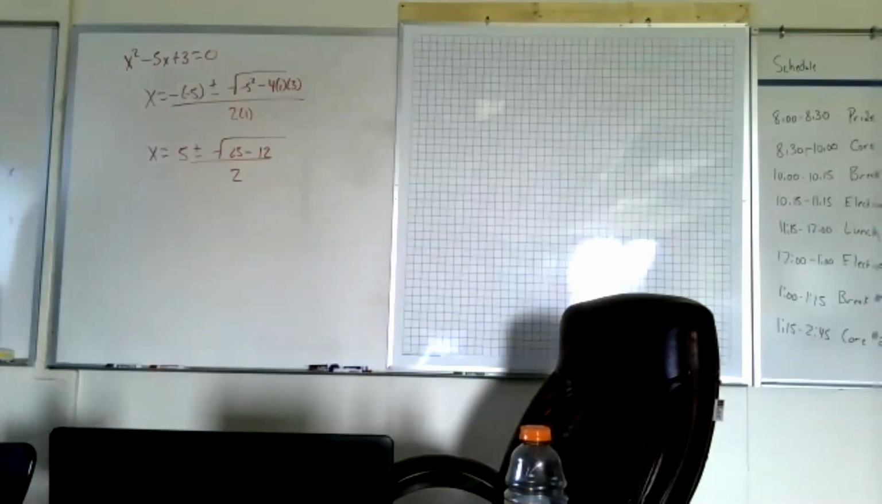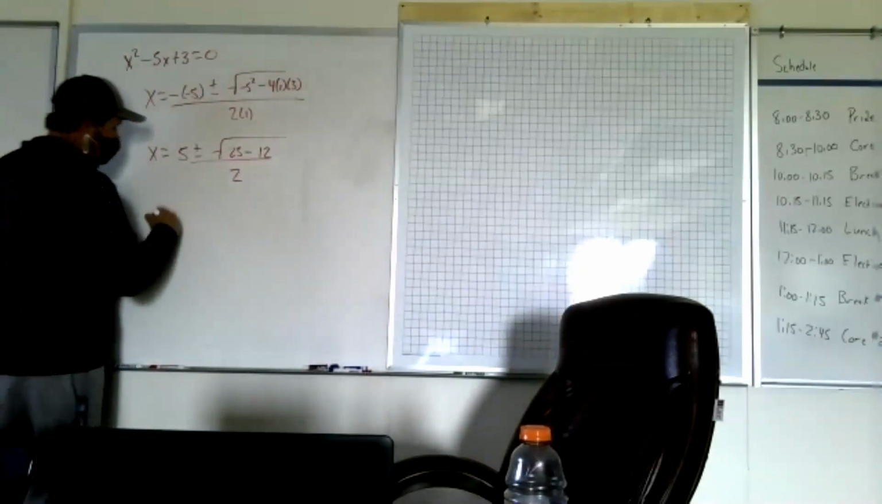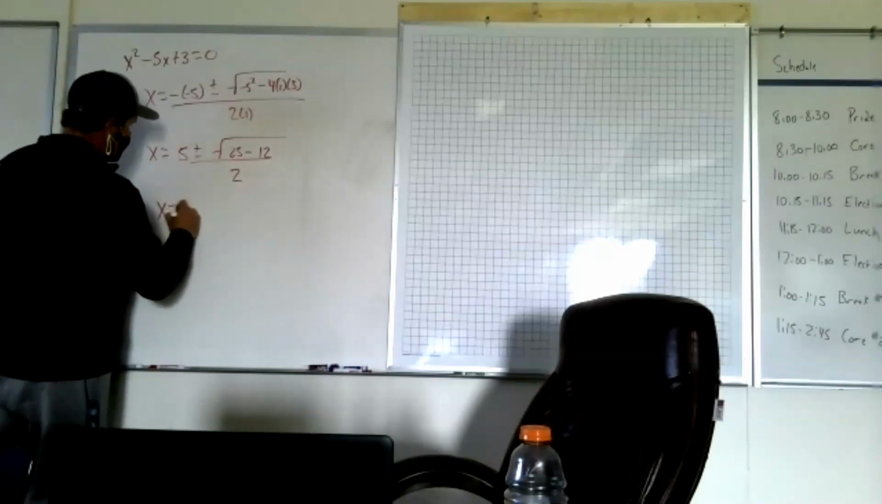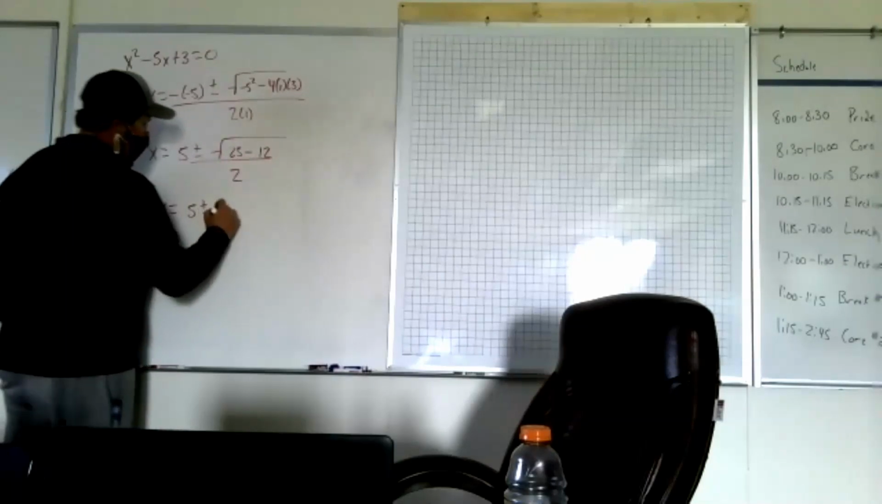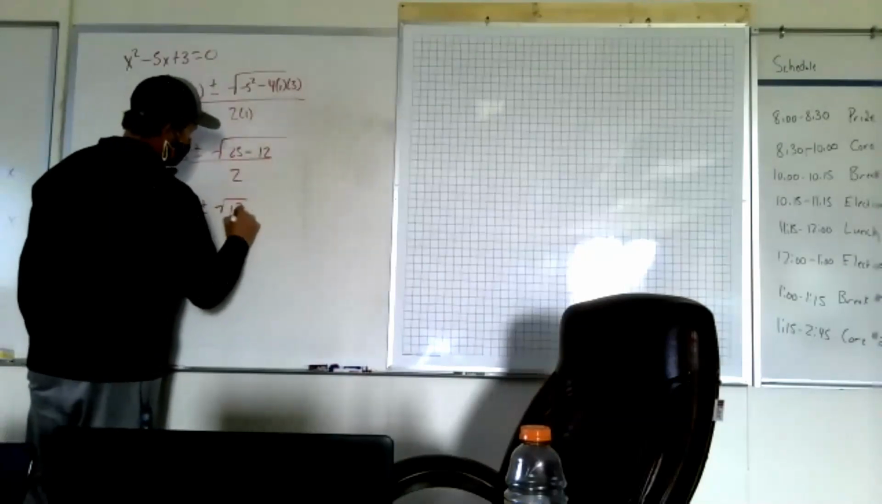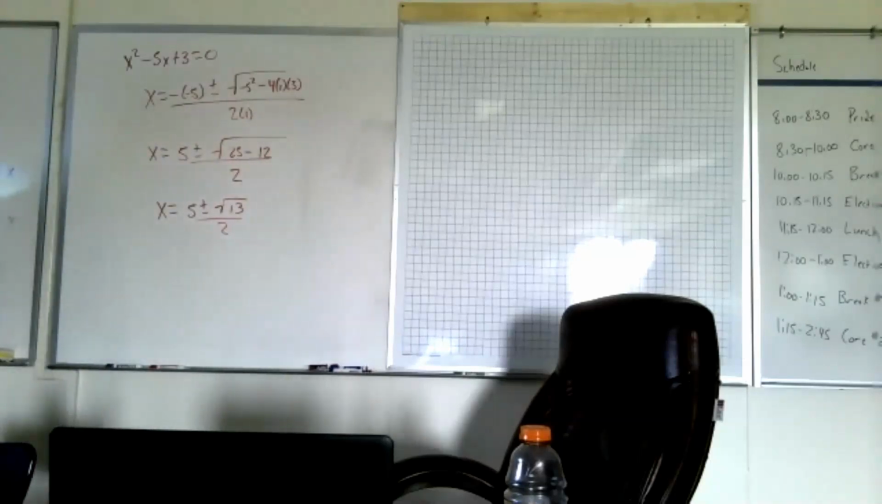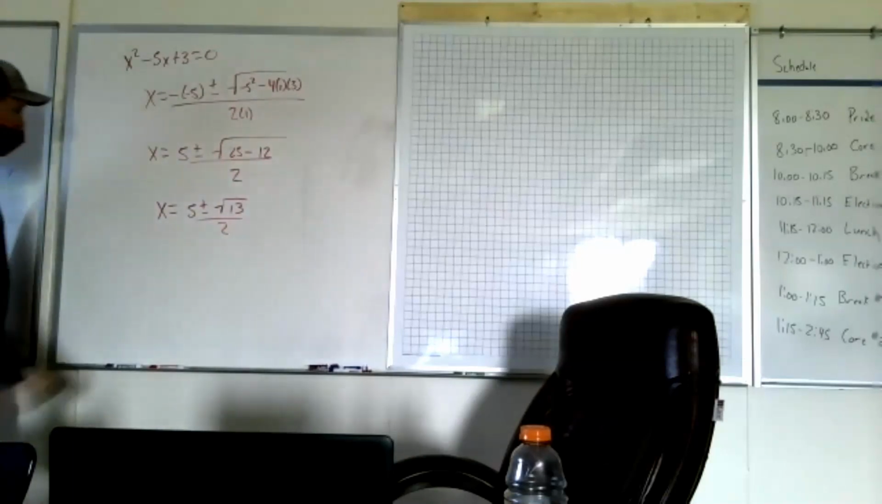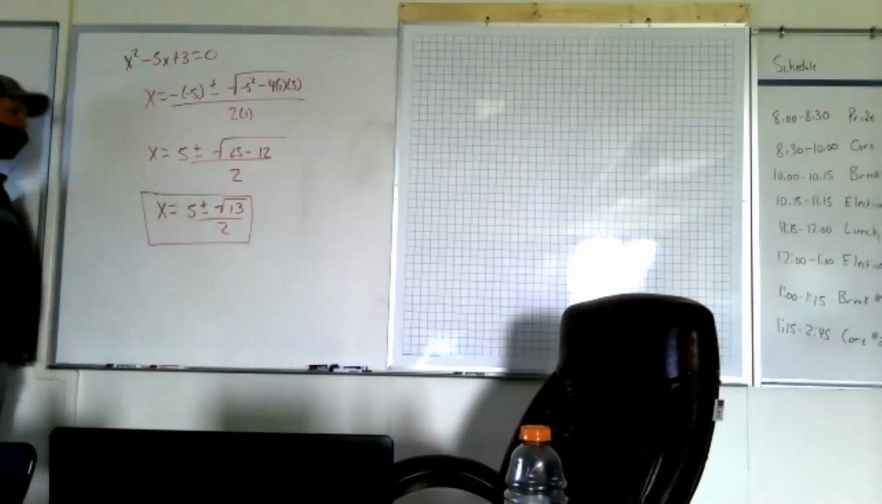Okay, and you can see 25 minus 12 is going to equal 13, the square root of 13. 13's prime, so nothing really else goes into it. So x is equal to 5 plus or minus the square root of 13 all over 2. We can't do anything with that radical. We can't break it down any farther. So this is our final answer right there.